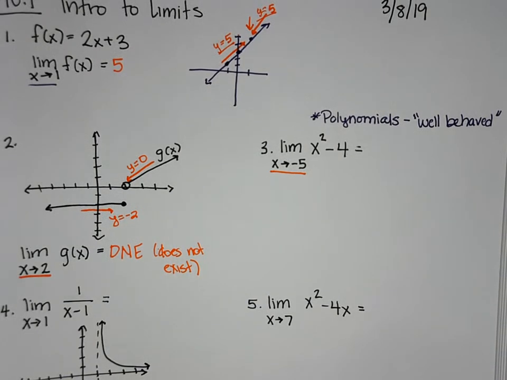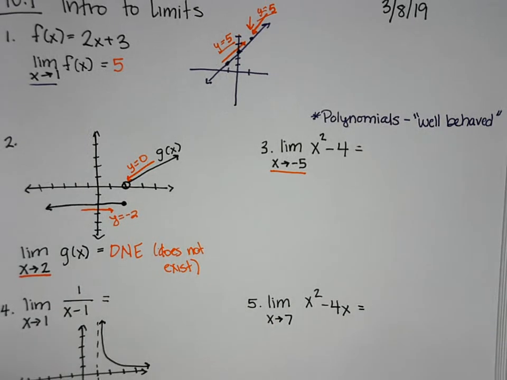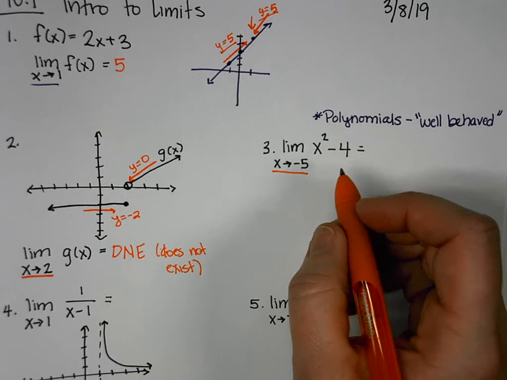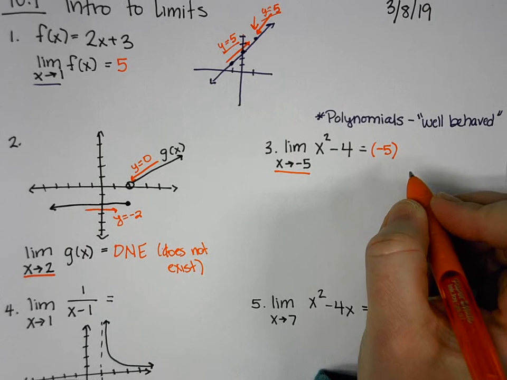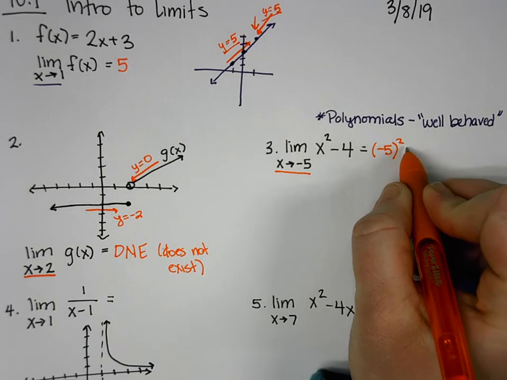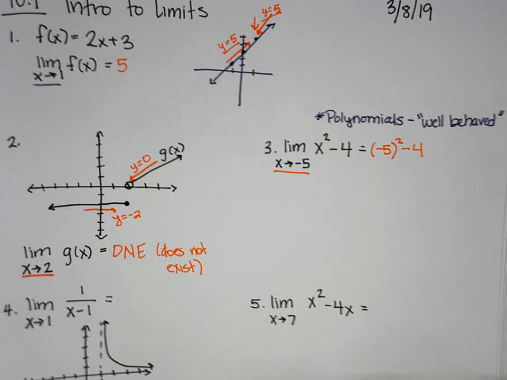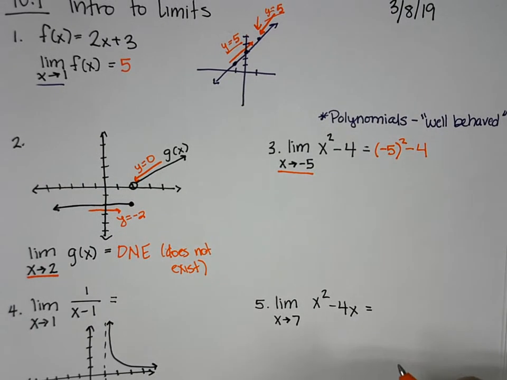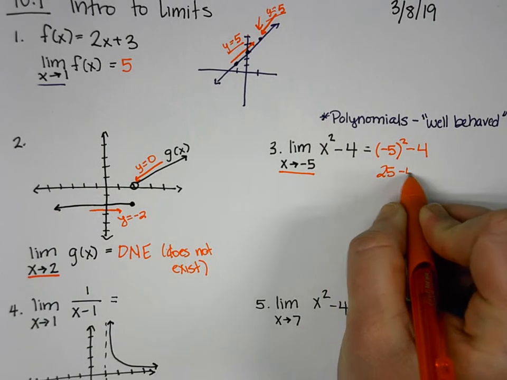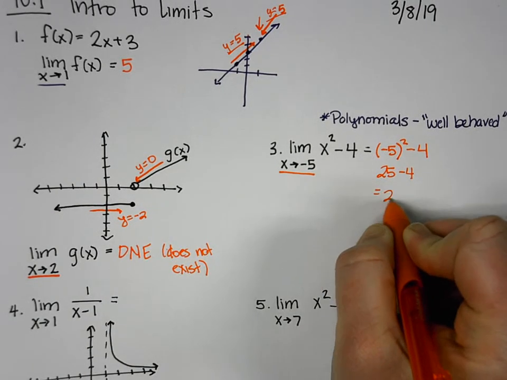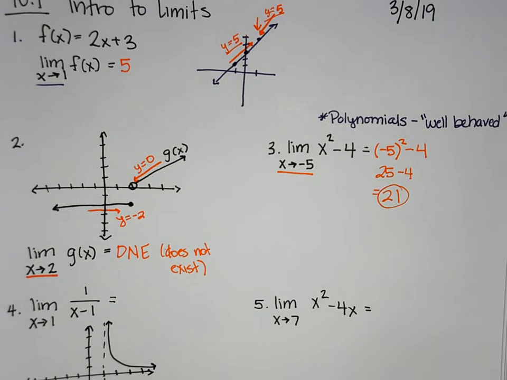So if you have a well-behaved function, you can do something called direct substitution. Direct substitution means we substitute in our x value into our equation and simplify, just like if we were going to evaluate it. So we would get negative 5 squared minus 4. We would get 21 as our limit. Again, direct substitution only works if you have a well-behaved function.